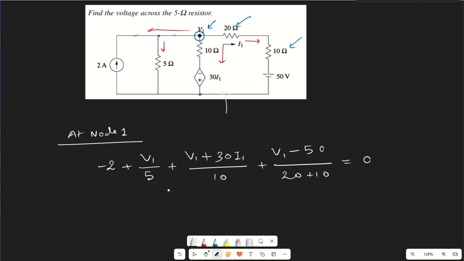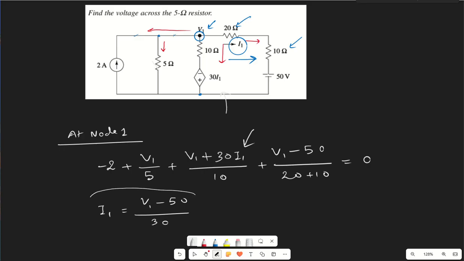Now here we have one equation and two unknowns. This is another unknown, which is coming from the dependent source. So what is the value of this current I1? As we can see from the circuit itself, this is our current I1 moving in this direction. So I1 is nothing but, with respect to the branch, (V1 minus 50) divided by 20 plus 10, which is 30. So this is our I1.